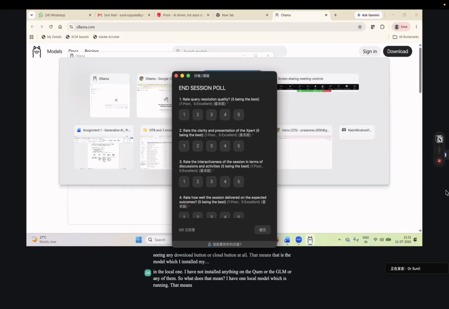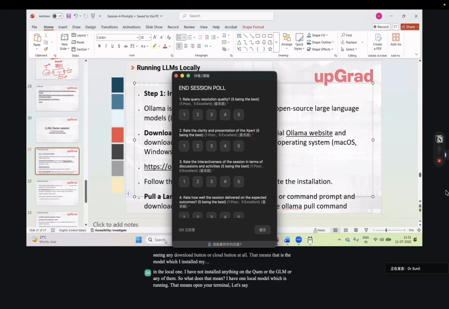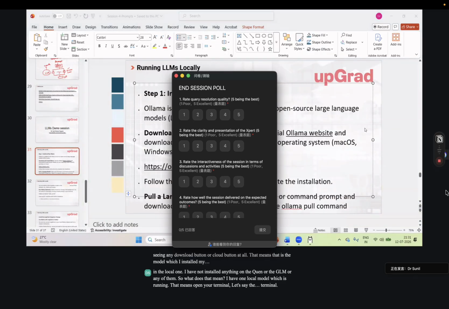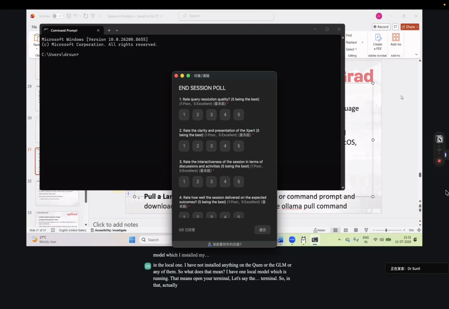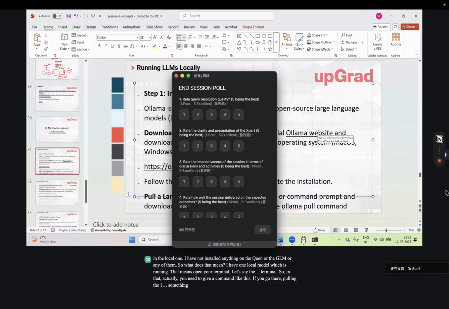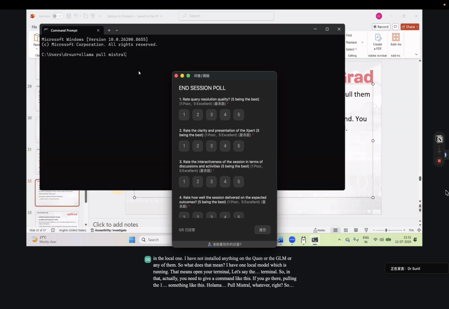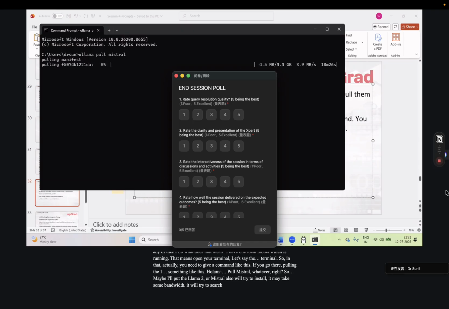That means open your terminal. In that, you need to give a command like this: ollama pull mistral, whatever, right? Maybe I'll put Llama 2, or Mistral also I will try to install. It may take some bandwidth. It will try to search and then get that, right? It may be almost 4.4 GB. So let it go.